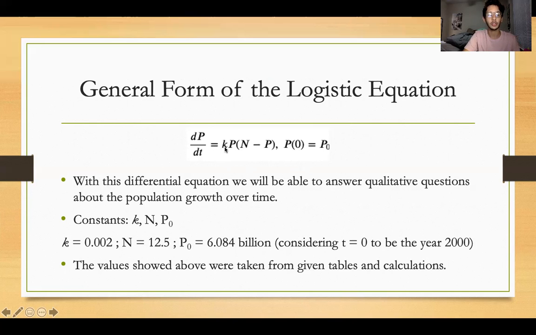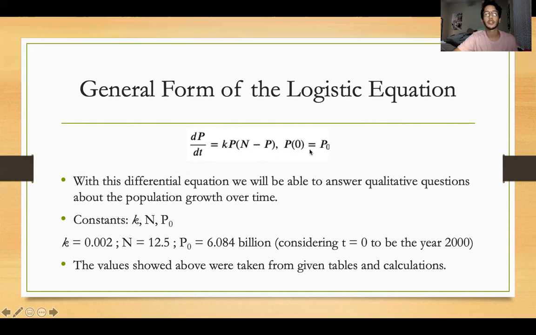This first constant that we see here is the one that I talked about in the previous slide. It is just the per capita growth rate. And here, this is a new constant that we call the carrying capacity of the population. This constant represents the stable population that can be sustained by the environment.